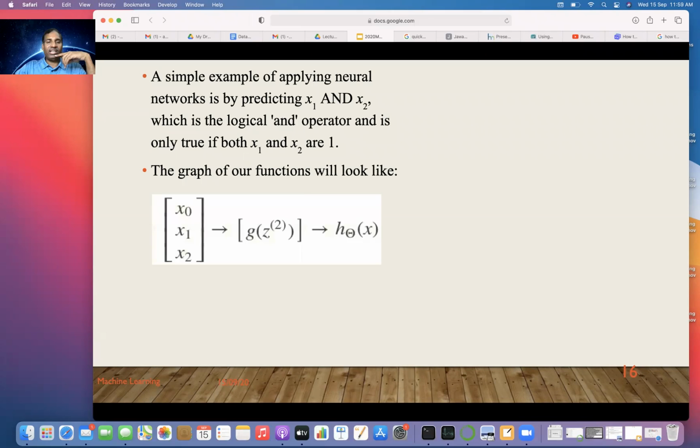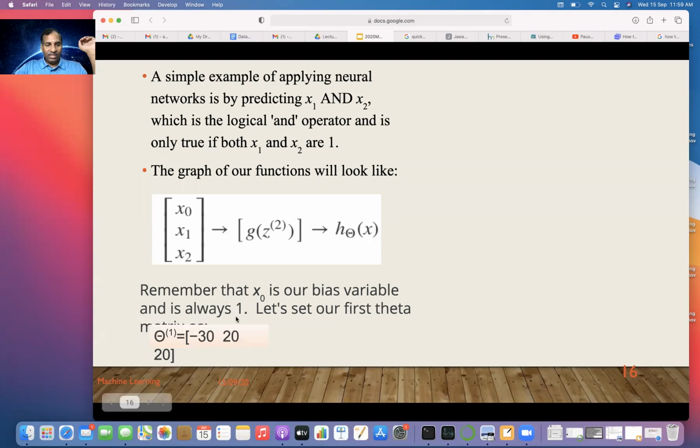We'll see the graph of our function will look like x0, x1, x2, because x0 is your bias term, and the two inputs are x1 and x2. Then you apply your neural network, but you should be able to predict based on these inputs. If both are true, then you should get true from this hypothesis. If both are false, it should get false. In all other cases, it should get false or negative. So remember that x0 is our bias variable and is always 1.